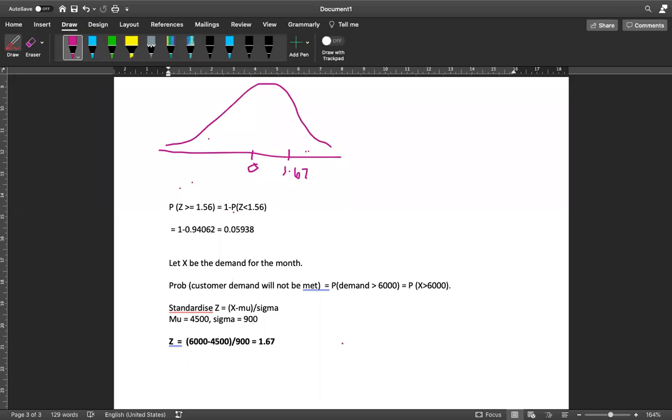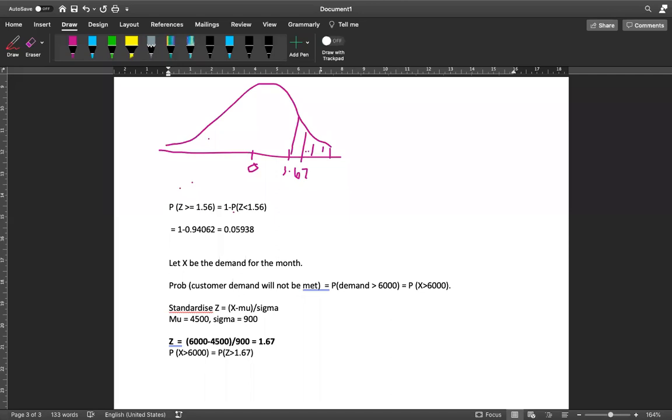Do you see that? So where will be the shaded area? The shaded area will be from 1.67 to the right. Very, very good. So this probability is the same as the probability that Z is greater than 1.67, strictly greater than, right? Yes, sir.